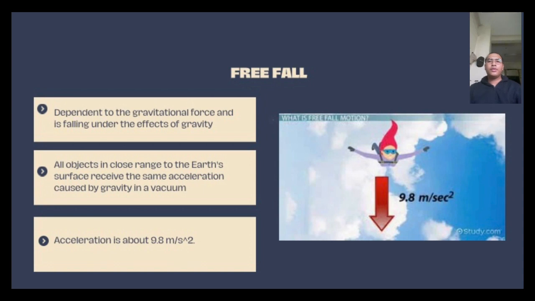Free fall refers to the motion of an object falling under the influence of gravity without any other forces acting on it, except for the gravitational force. So in a vacuum where air resistance is negligible, all objects near the surface of the Earth experience the same acceleration due to gravity, which is approximately 9.8 m/s².